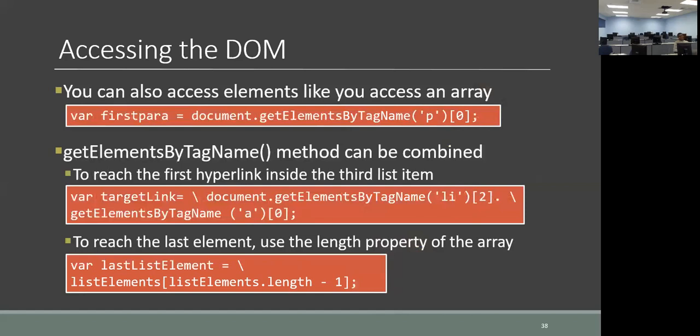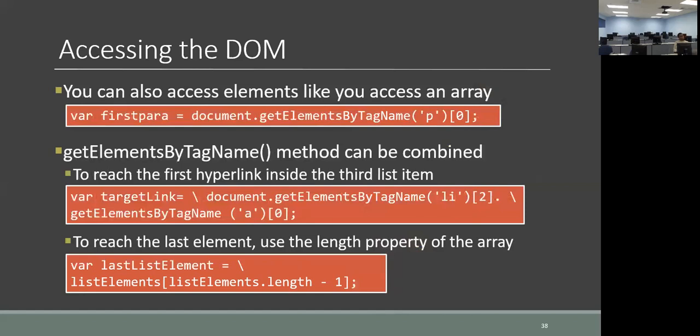No. You see the first one, document.getElementsByTagName li2. So that's getting the third list item. So that returned the list item as an object. And then dot. Now the third list item is itself a document object, which now has a method available to it called get elements by tag name.